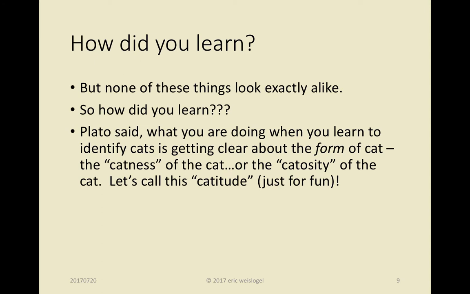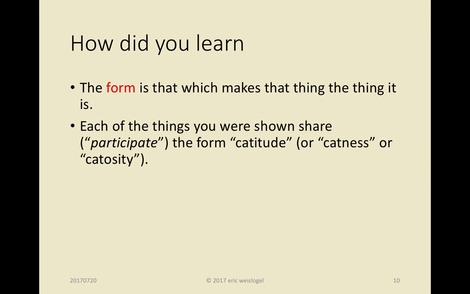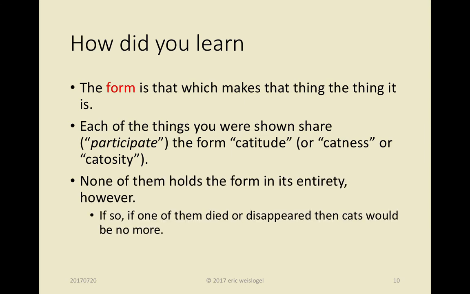It's the form that makes that thing the thing that it is. And each of the things that you're shown share, or as we say in philosophy, participate in the form, catitude, or catness, or catosity, whatever we want to call it. Each one of those things has it. But none of those things has that form all by itself, in its entirety. No one cat has the entirety of catness.